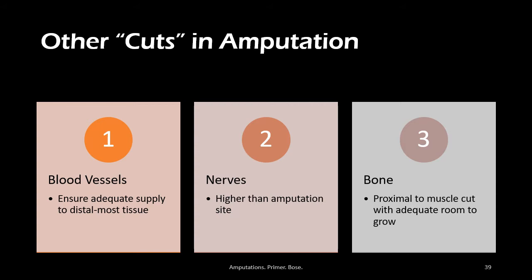The bone is also cut proximal to the muscle cut to allow for it to grow in length after the amputation, and thereby not to create a painful bony end that can cause repeated skin breakdown. Knowledge of these surgical decisions will empower you to understand situations where the patient presents with less than ideal outcomes.